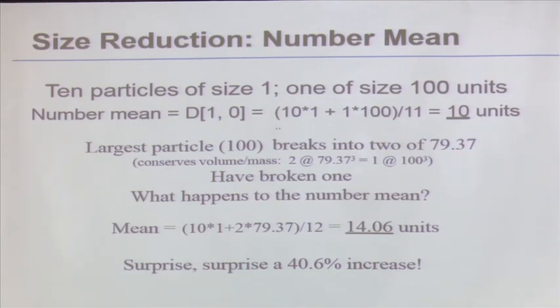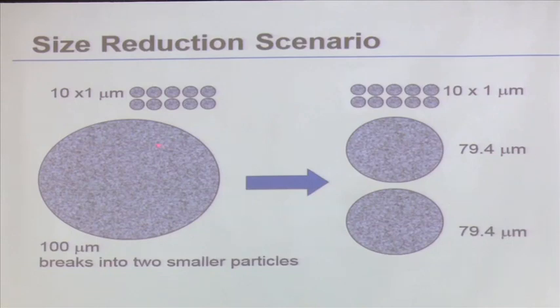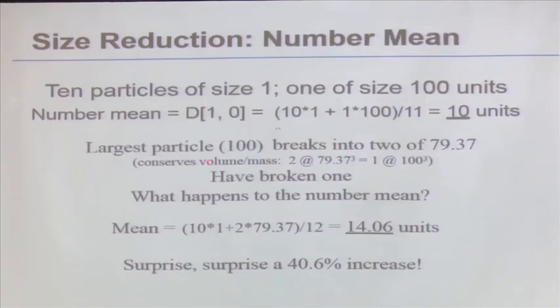So, what happens to the number mean now when I break it? It will be 10 into 1, I already have 10 particles of 1 micron size, plus 2 into 79.37, added together. If I get the mean value, it will be 14.06 units. That is an increase of 40.6%. It was initially 10 units, because I had 10 particles of 1 micron and added them with 1 particle of 100 micron. So, here the number mean is 11 particles, as 10 plus 100 divided by 11, so 110 divided by 11 is 10 units.